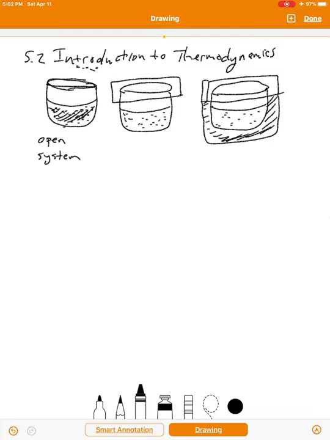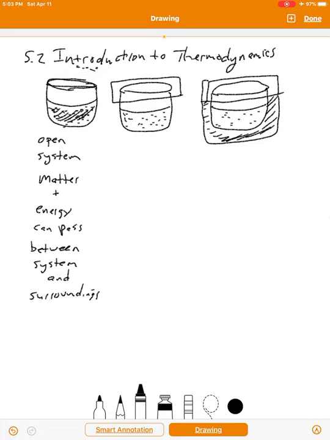And what we would claim is that matter and energy can pass between the system and surroundings. Okay, again, the surroundings are outside. The system is on the inside there. Okay, so matter and energy can transfer. Heat can come in and out. Matter can come in and out.